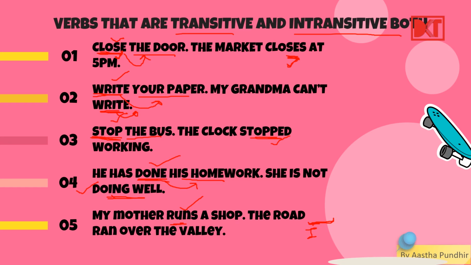So basically, in summary, what are transitive and intransitive verbs? Transitive verbs are those which require an object to complete their meaning, where we can ask the question of what and it is answered by the object. But intransitive verbs are the ones where the object is not required to complete the meaning of the verb. Alright. So that's it for transitive and intransitive verbs.